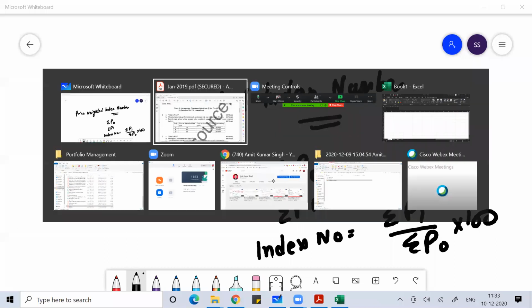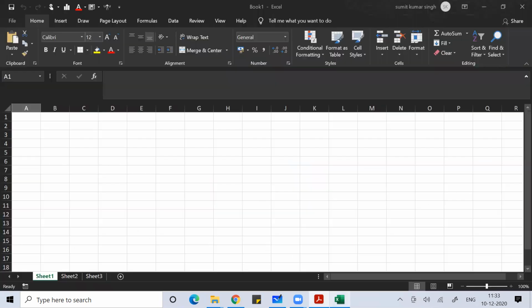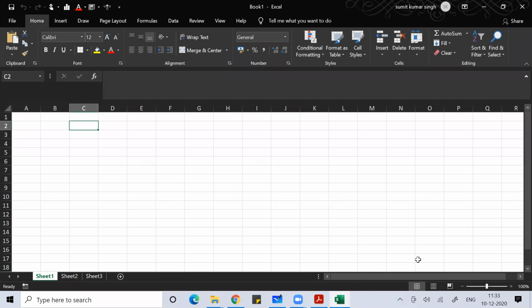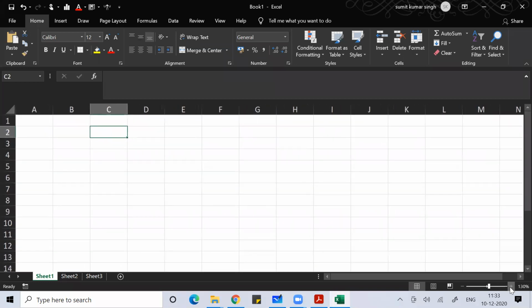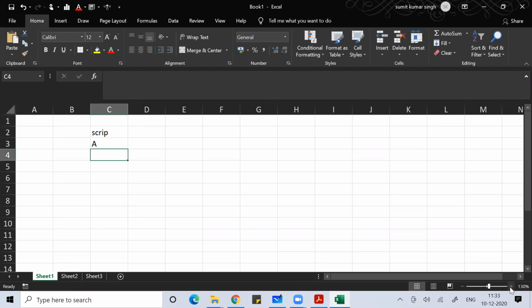So let's talk about these calculations: price weighted, equally weighted, and value weighted indexes. Okay, everyone. Three scripts are given: A, B, and C. Price at the end of base year.